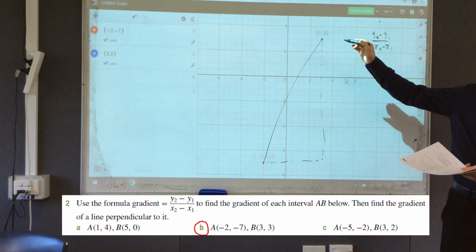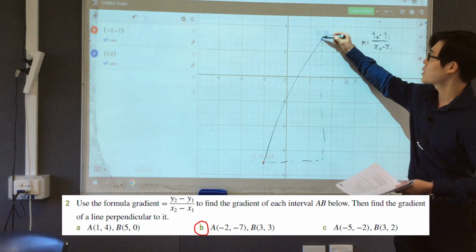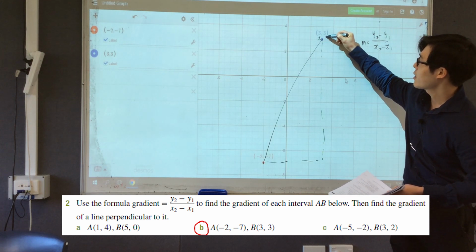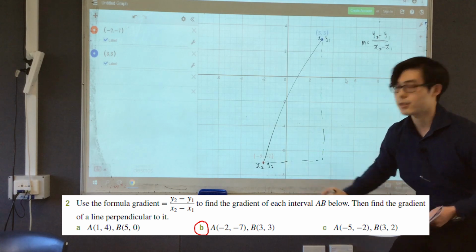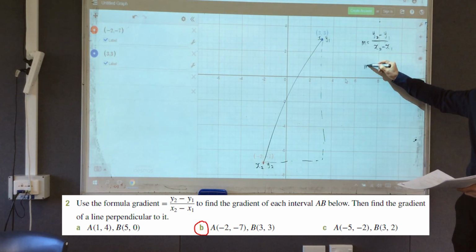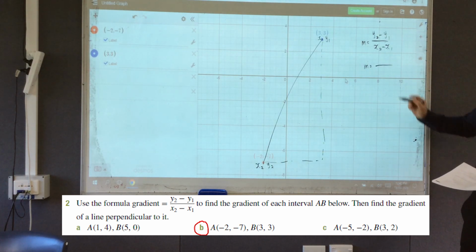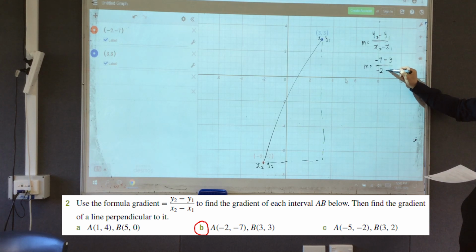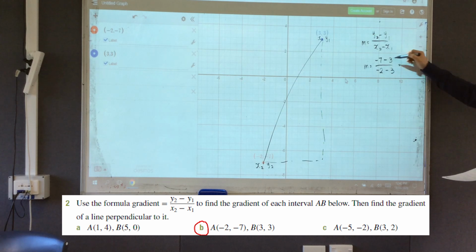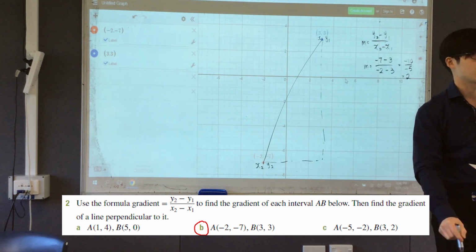So let's label the coordinates, but like I said from yesterday, it doesn't matter which one you label x1, y1. So let's call that x1, y1, and this one I've got x2, y2. All you need to do now is plug in the formula. My y2 is minus 7, minus my y1 which is 3, over x2 which is minus 2, minus, what's my next one? 3. If you put that in the calculator, you're going to get minus 10 over minus 5, which is 2. So that means the gradient is 2 for this line.